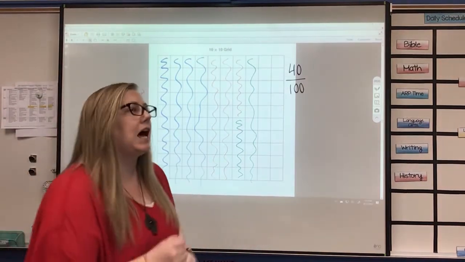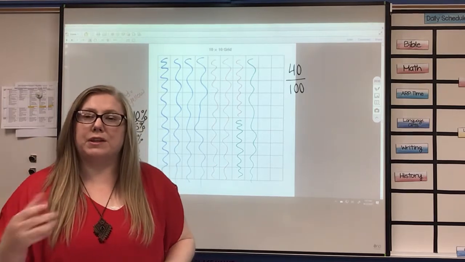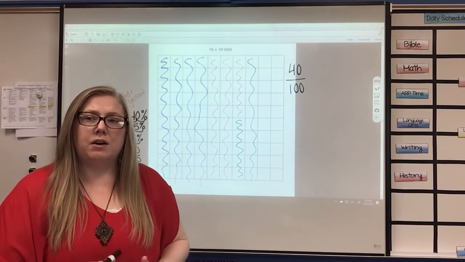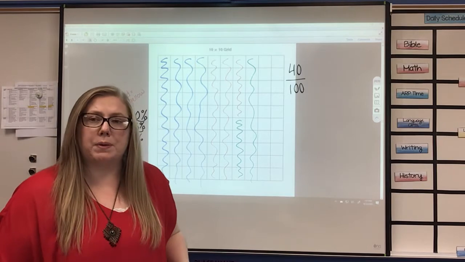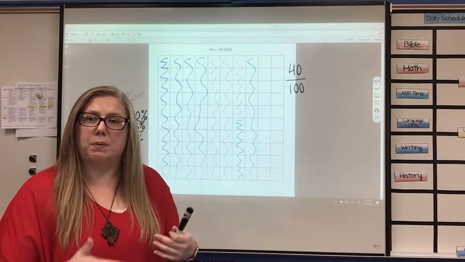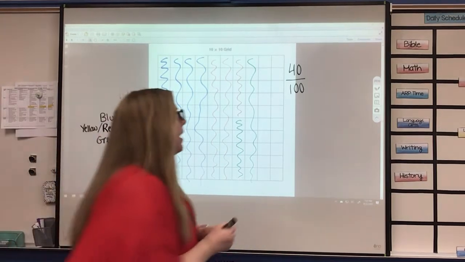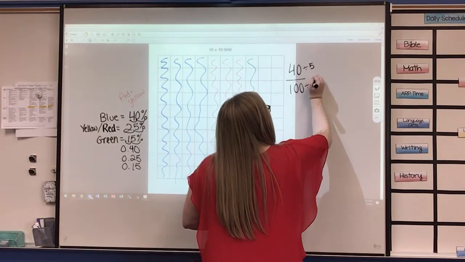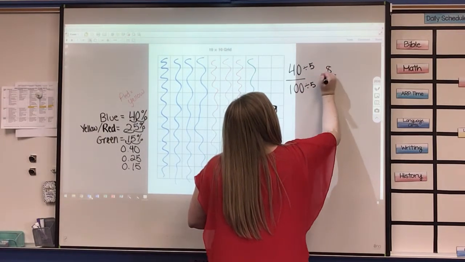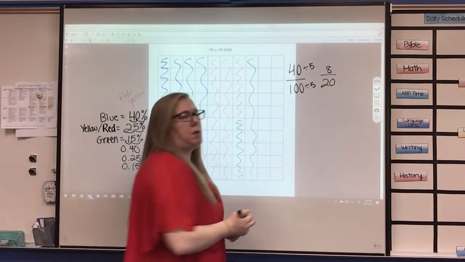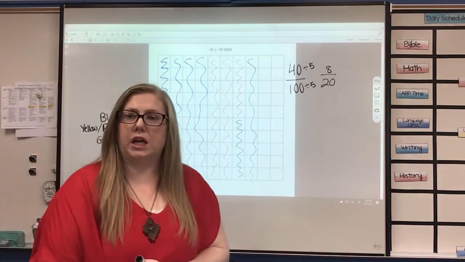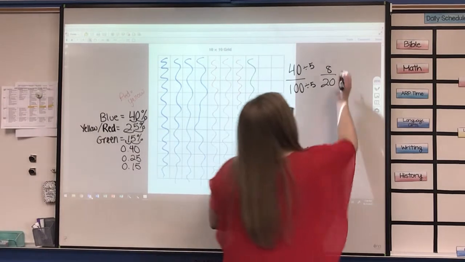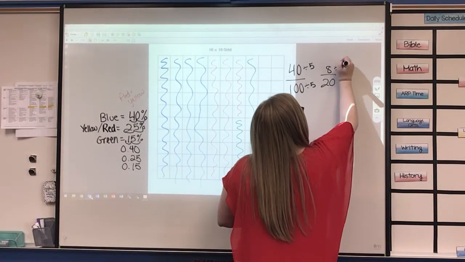I'm going to simplify. So I need to think what they have in common. I might think 2, but then I might want to think maybe a little bit more. What about 5? So this is 8 over 20. And then maybe I'm thinking, wait, I can reduce that again. So I'm going to divide by 4.